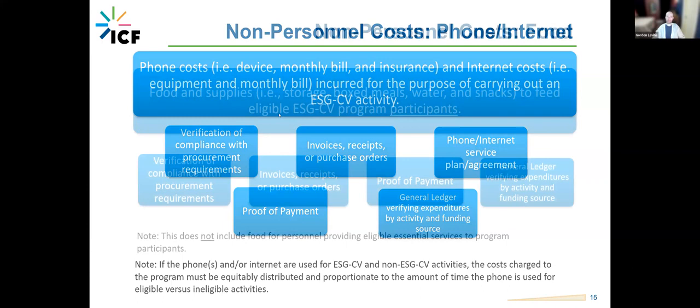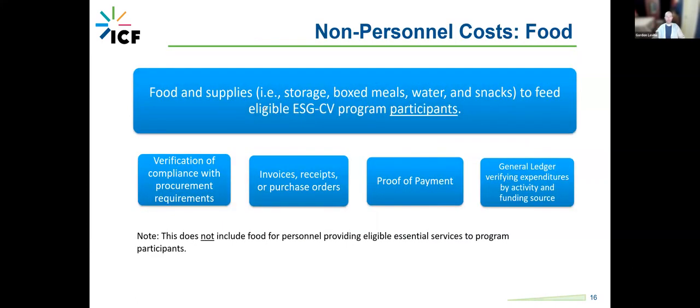All right, let's talk about food, because it's lunchtime and many of you are hungry, I bet. Food and supplies, which includes the storage of food, boxed meals, water, and snacks to feed eligible ESG program participants, people who are enrolled in your project. Mike's over there taking a drink of water. Sorry to call you up. This is just perfect. Eligible costs are for program participants, not for thirsty staff or TA providers.